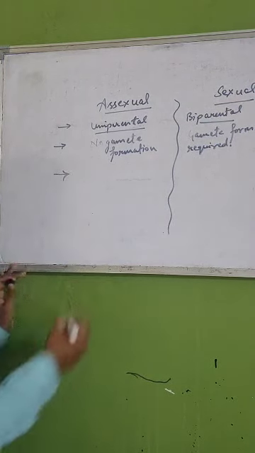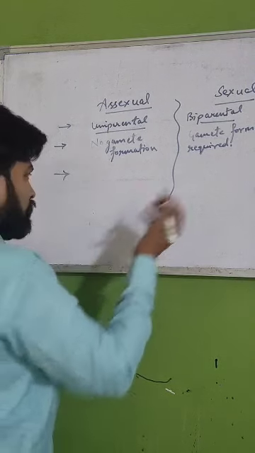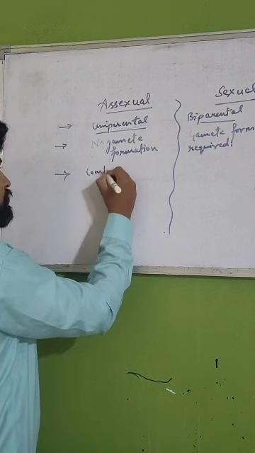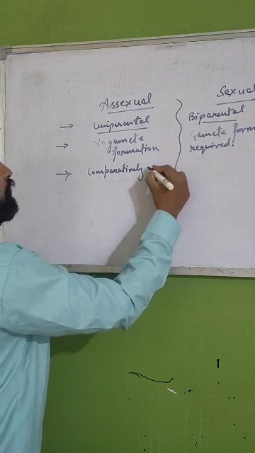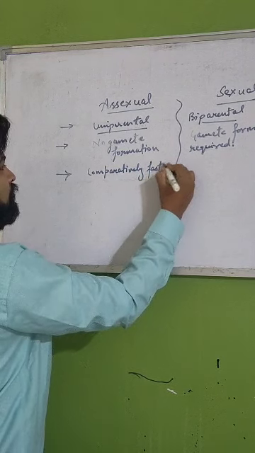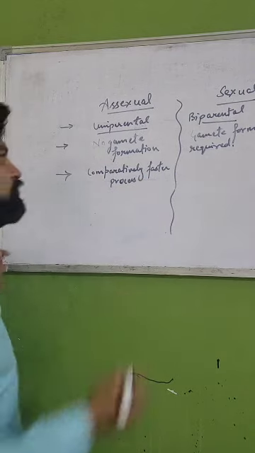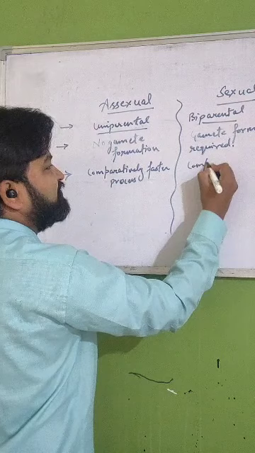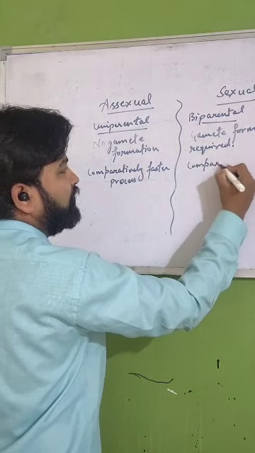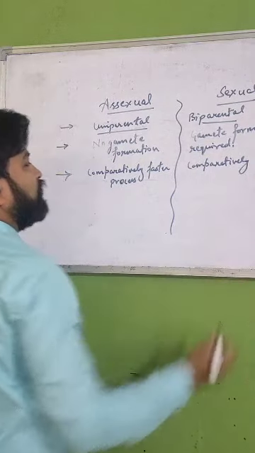Moving further, asexual reproduction is comparatively a faster process, whereas sexual reproduction is comparatively a slower process.